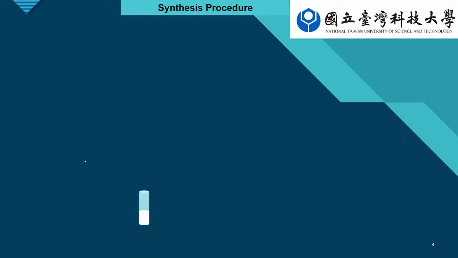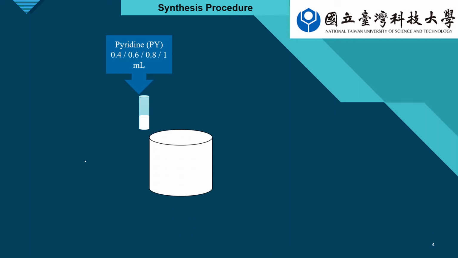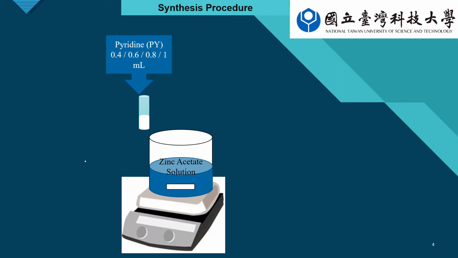Okay, about the synthesis procedure, I made a simple animation to make the synthesis process easier to follow. In a typical experiment, there are 4 different concentrations of pyridine, such as 0.4, 0.6, 0.8, and 1 milliliter of pyridine, which were added dropwise to the zinc acetate solution, and the solution was stirred at room temperature.